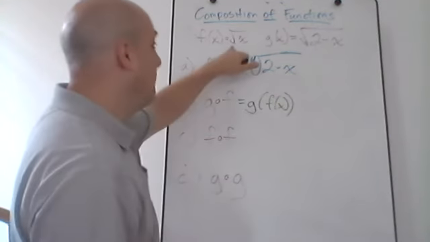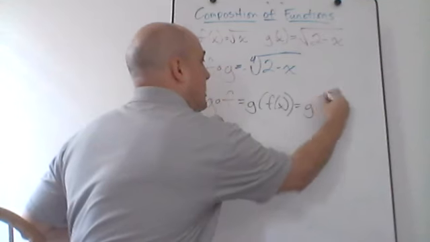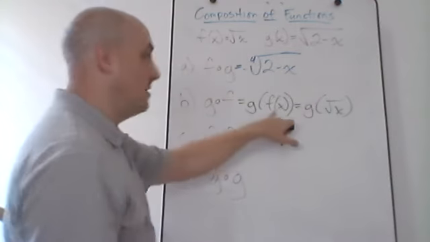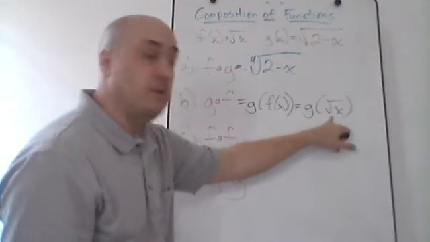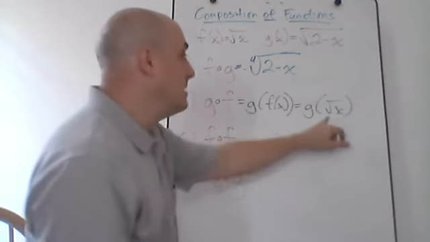All right, so now my f of x function is going to be the input into my g function. So that means g of the square root of x. Right, f of x equals the square root of x. So in place of this f of x here, I put the square root of x. And then I have g of that. And then I plug this into my g function.